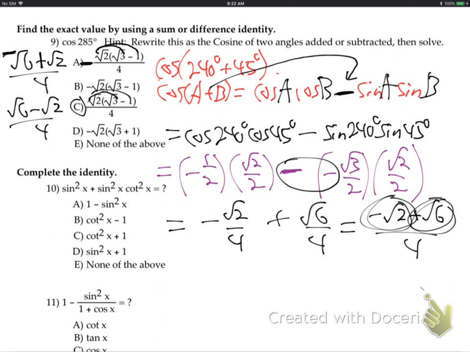Because if you FOIL that out, distribute that out, you get root 6, which is positive root 6, right? No sign in the front, which means same as positive. And negative on the root 2. That's right. C. Everybody see that?